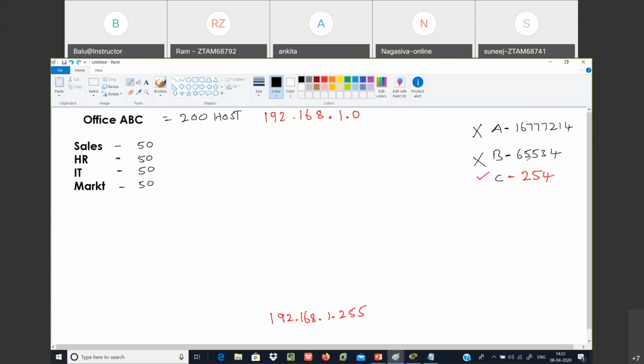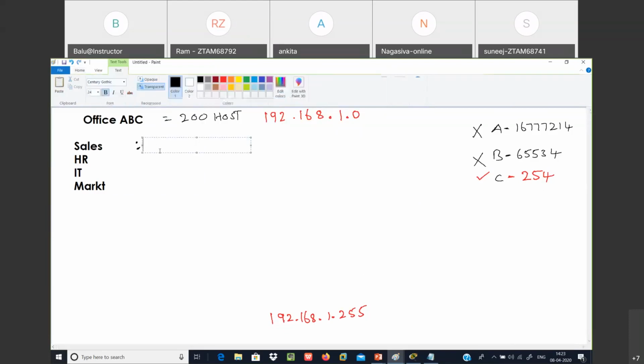Now I'm going to use this for the sales department. For the sales department, we have 50 computers, right? So for the sales department, 192.168.1.1 to 192.168.1.50 IPs are being used. Okay.